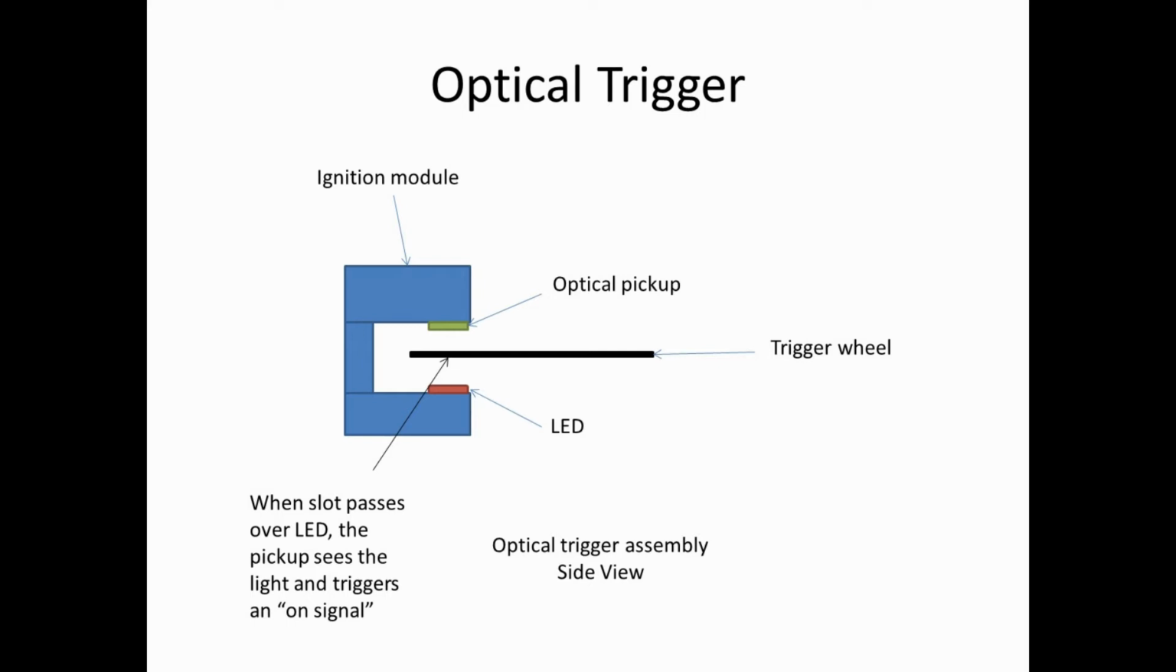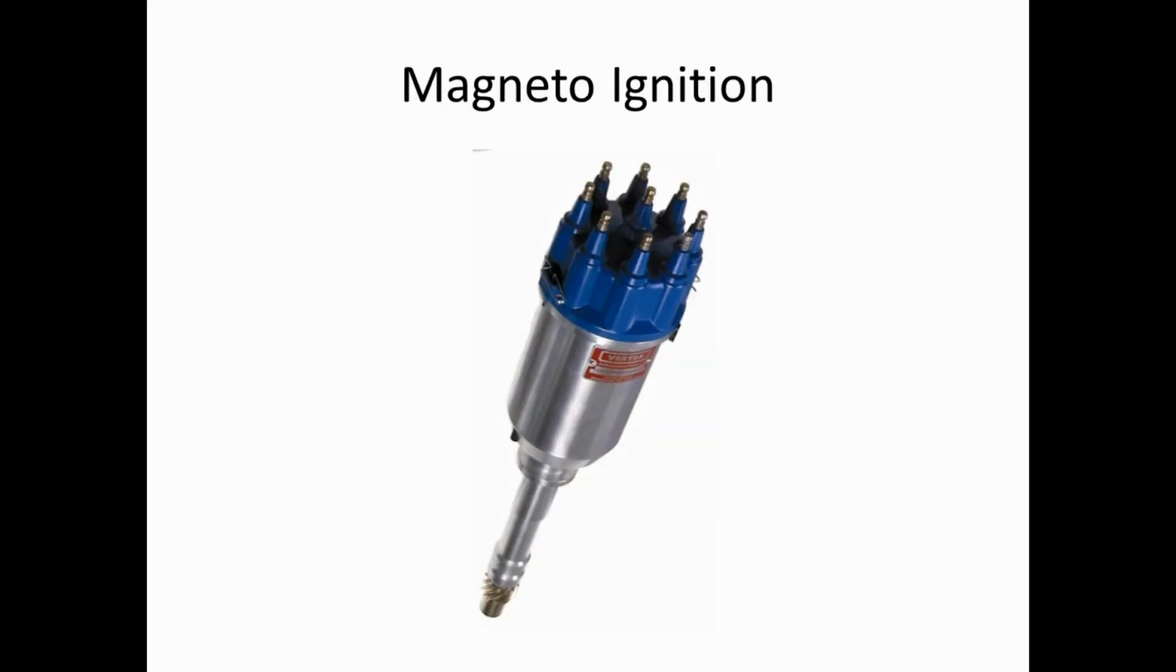Just because the optical pickup is on or off doesn't mean that the coil is as well. The ignition module is able to translate the signal from the optical pickup into a usable signal that the coil can use to fire the ignition.